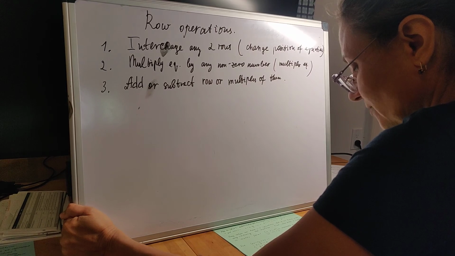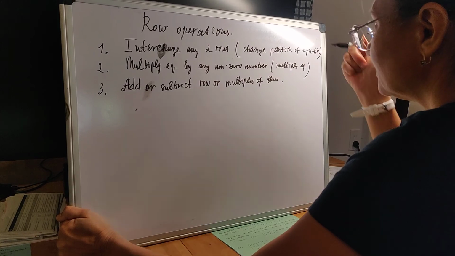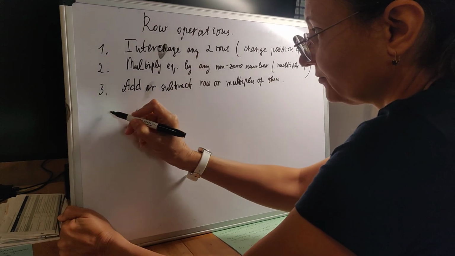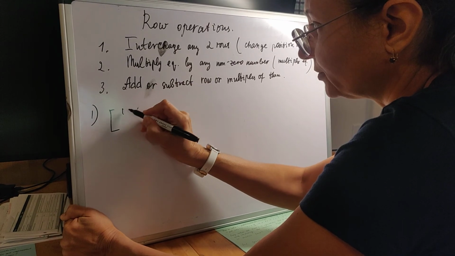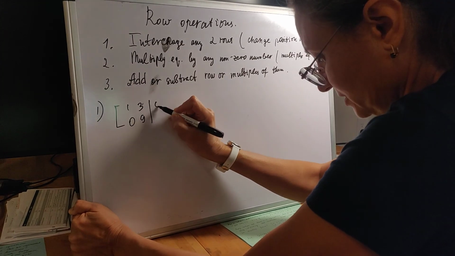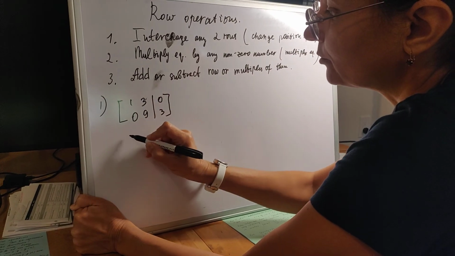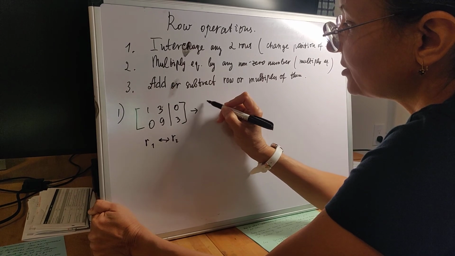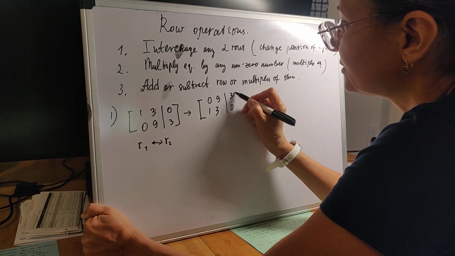Now I'm going to give you examples of row operations and how they look on real equations. I'm going to write the matrix here and the equations here. I'll start with the example of first interchanging the rows. I have my matrix 1, 3, 0, 9, 0, 3 here. I'm going to take row number 1 and put it instead of row number 2, and row number 2 instead of row number 1. So what matrix am I going to have? 0, 9, 3, and 1, 3, 0 here.